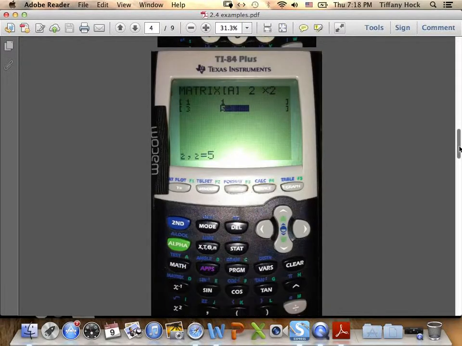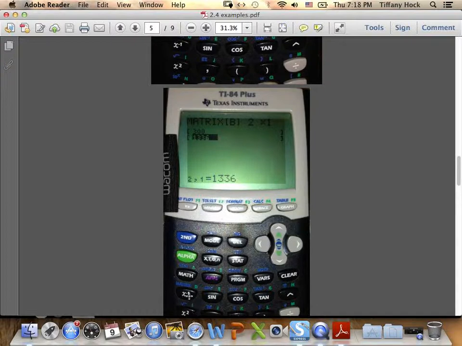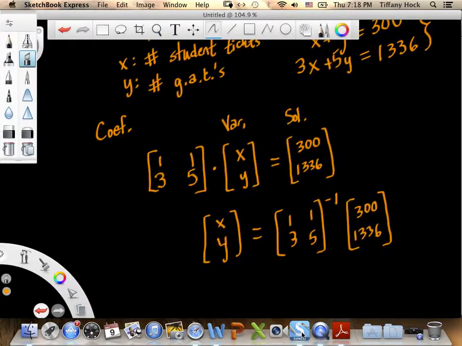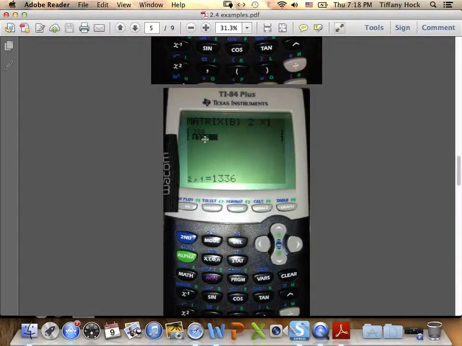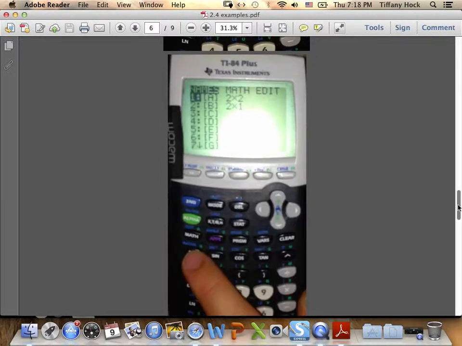Then I would do the same thing. I would go back and hit second matrix one more time, and then the x inverse button, and then I would go down to matrix B, and I would make it a 2 by 1. Okay, remember, it was a 2 rows, 1 column matrix with 300 as the first solution and 1,336 as the second solution. All right. Now, after that, I would quit back to my main screen.